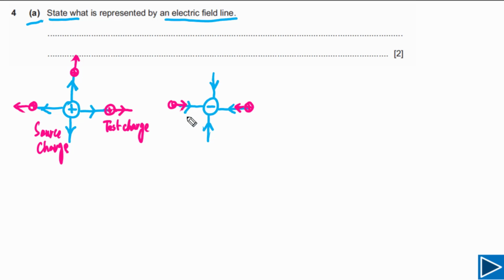So simply, electric field lines tell us the direction of force on a positive charge. In this case, the direction of force on this positive charge is to the right, and here it is to the left. So this is what electric field lines are telling us. That's all we need to write down for this question, and this is how you can write down your answer.